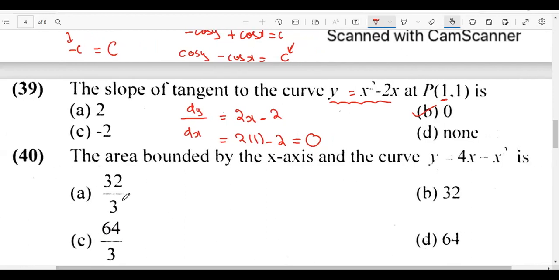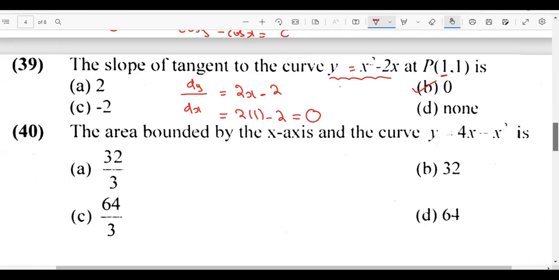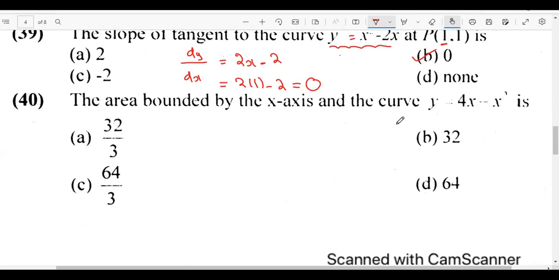Now it says the area bounded by the x-axis and the curve. This is the curve, and you need to find the area bounded by the x-axis and the curve. We can clearly see that all the options are numbers. It means that it would be a definite integral. You need to apply the limits as well, and we know how to integrate.